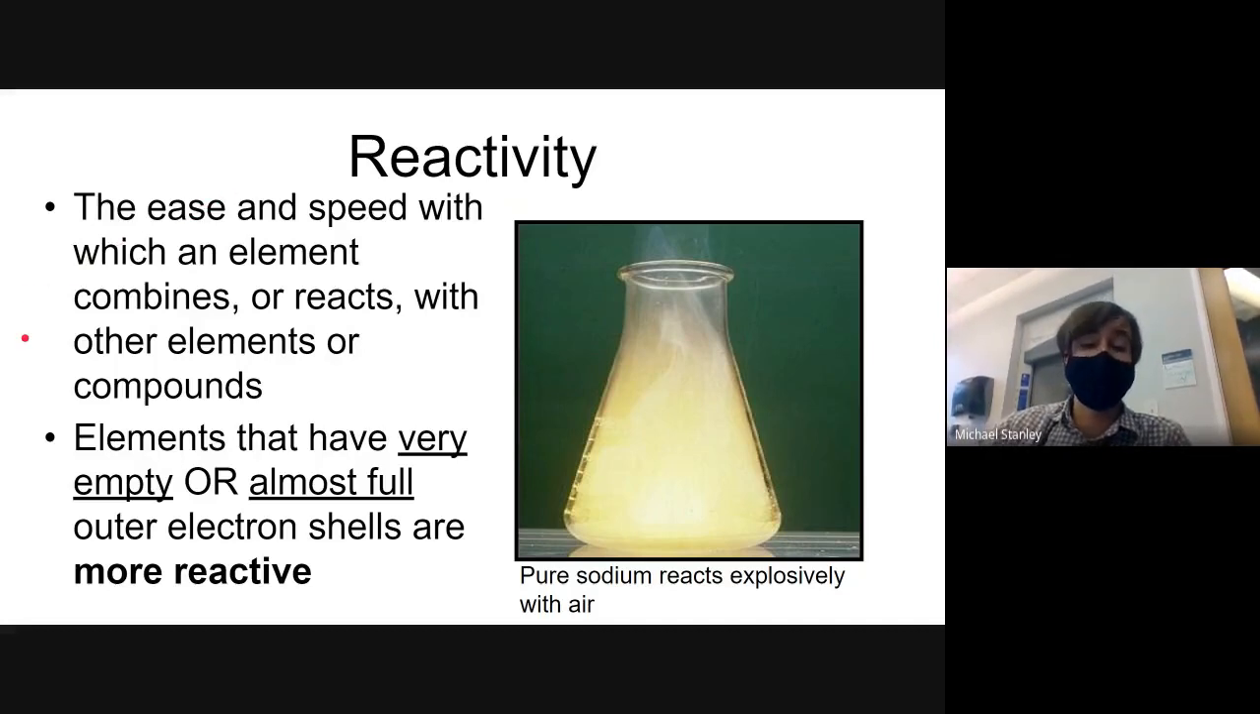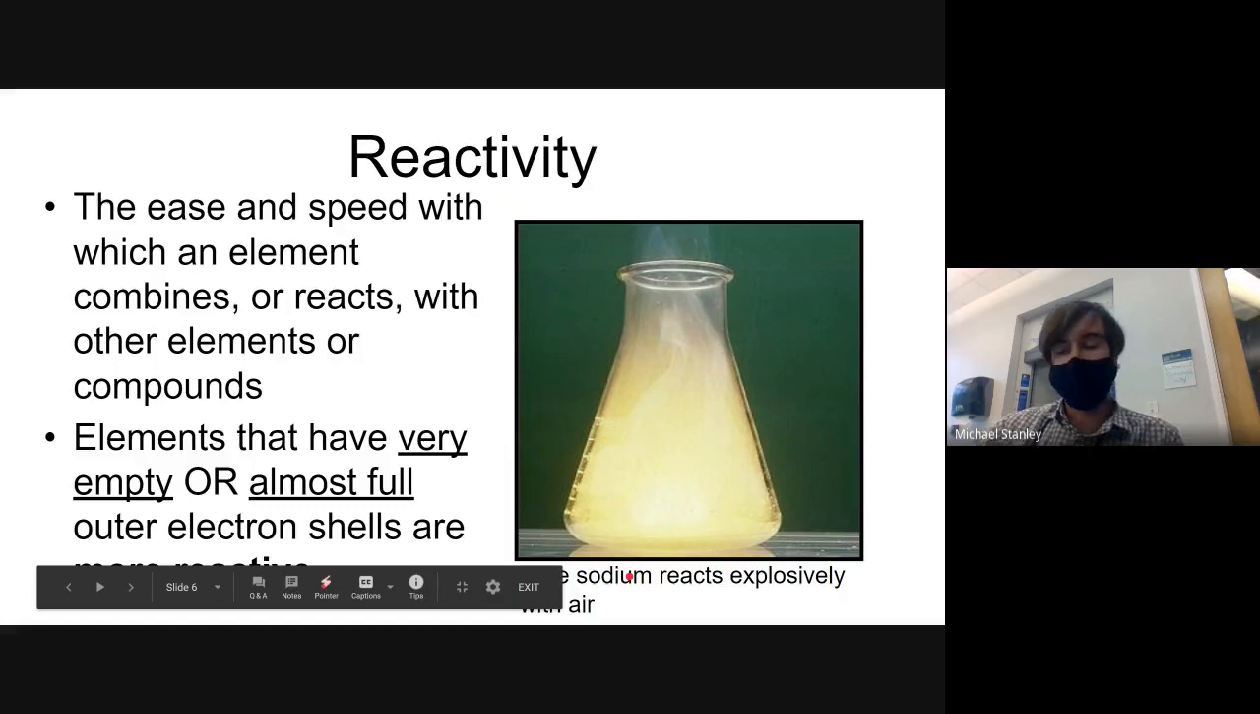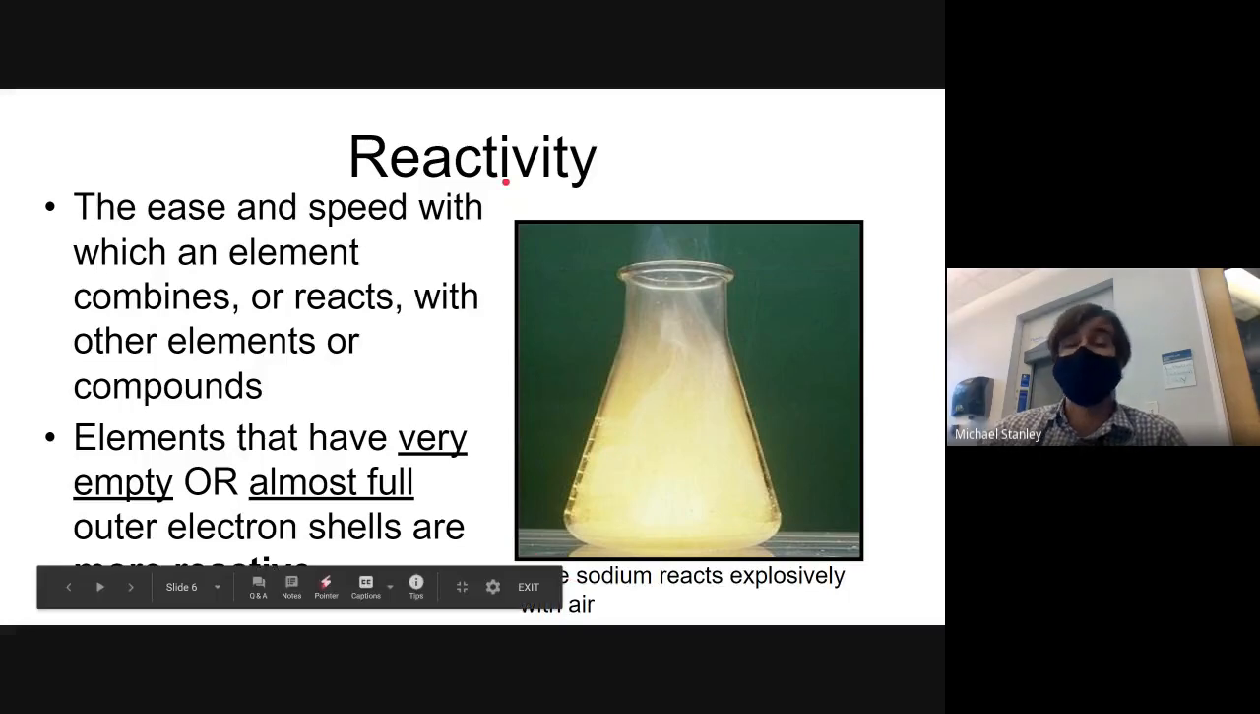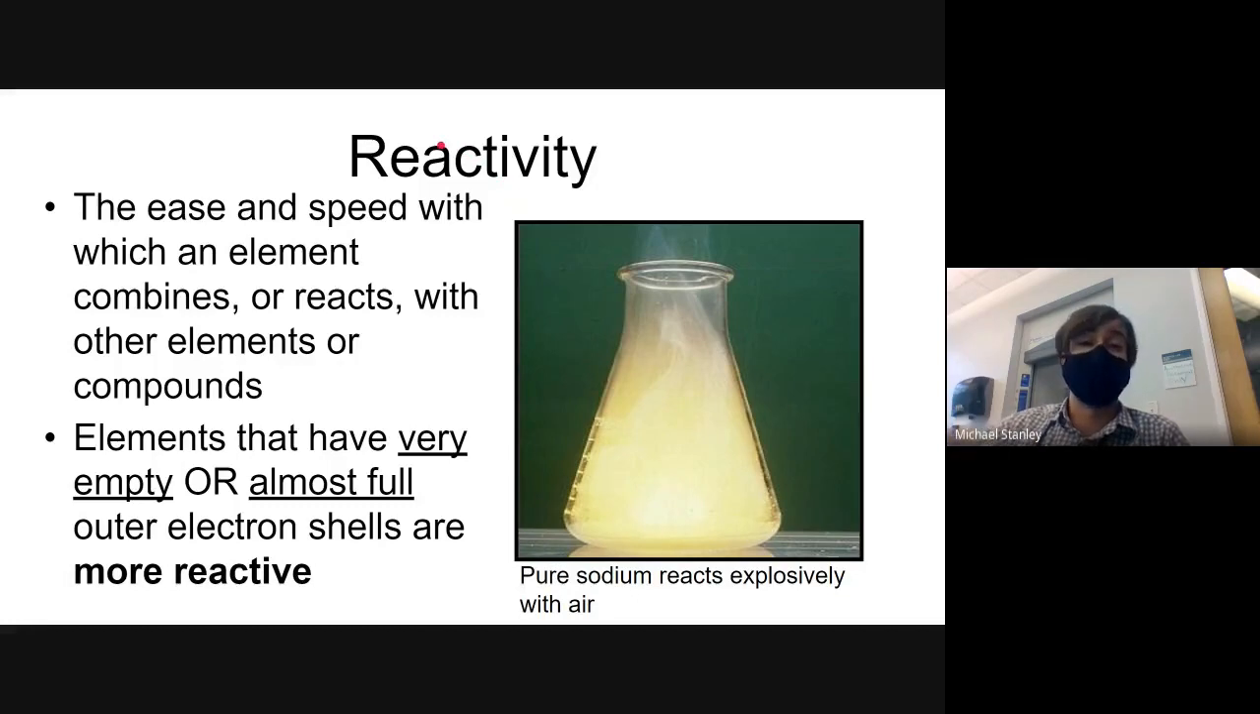Pure sodium is so reactive that it has to be kept in special airtight containers, because if you let it interact with the moisture and the air, it'll explosively react. It'll go through this explosive reaction just by coming into contact with the air because it is so reactive. It is so ready to give away that electron that it'll very quickly and very explosively go through those types of reactions.